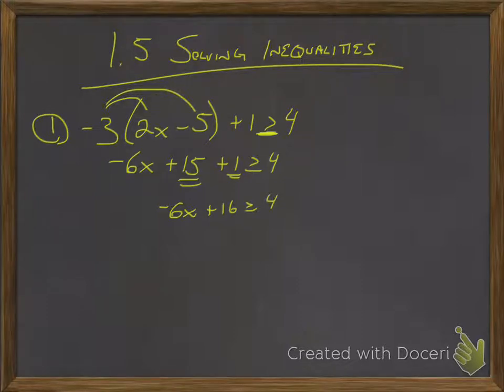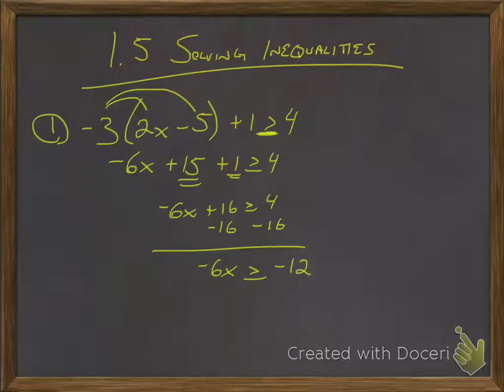To solve for x, I first have to get rid of this 16. So I'm going to use the inverse operation. It's positive 16, so I'm subtracting 16. -6x is greater than or equal to, this becomes -12. Positive 4, -16, different signs, subtract the numbers, keep the sign of the larger number.